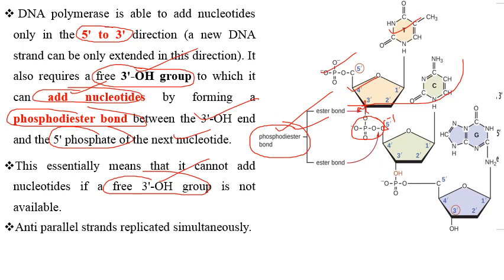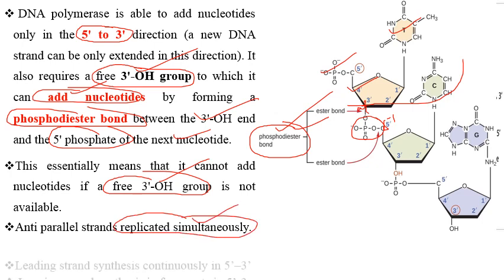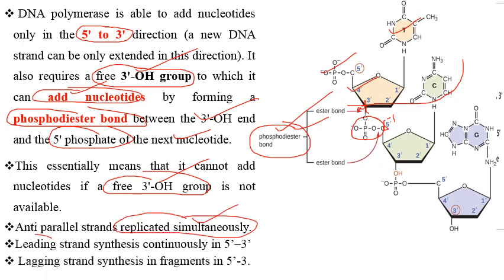Anti-parallel strands are replicated simultaneously. दोनों ही strand में replication simultaneously होती है. एक में continuous होती है जिसे कहा जाता है leading strand. Here the synthesis is continuous, that is 5' to 3' direction, and in lagging strand synthesis is in fragments, that is again in 5' to 3' direction में बनते हैं, but जो DNA के pieces बनते हैं they are in fragments और उन्हें कहा जाता है Okazaki fragments.